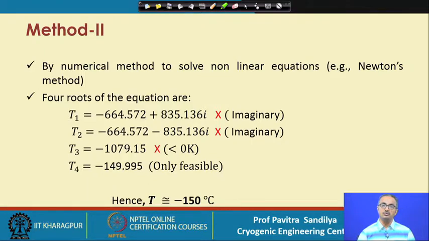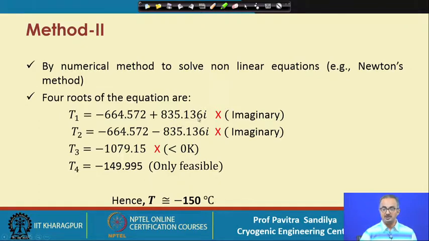So, if you do it by hand or by some MATLAB or other Fortran code or some C++ code, you will find that you get these 4 roots of the equation. These 4 roots are given by this, and you find that the first 2 roots are obviously not right because they are giving imaginary values.